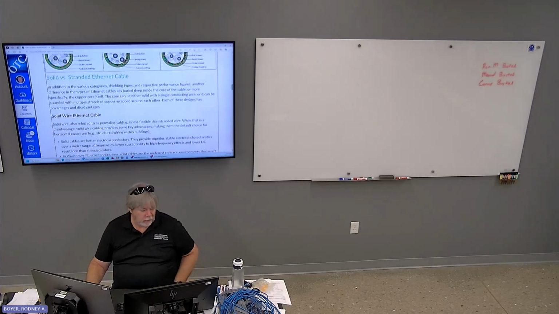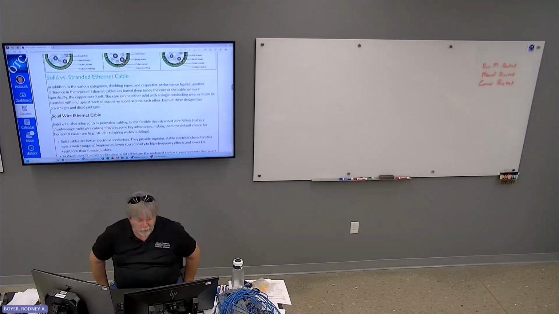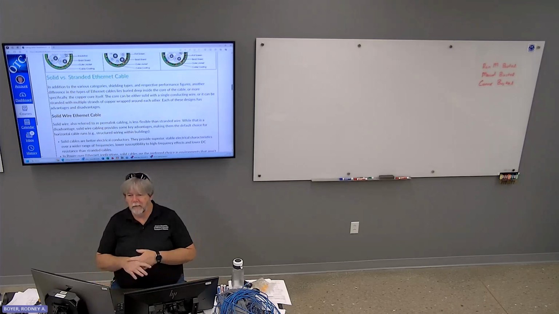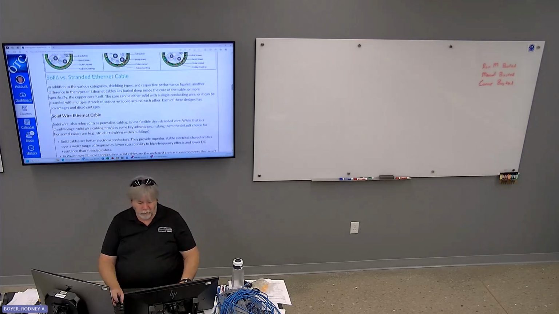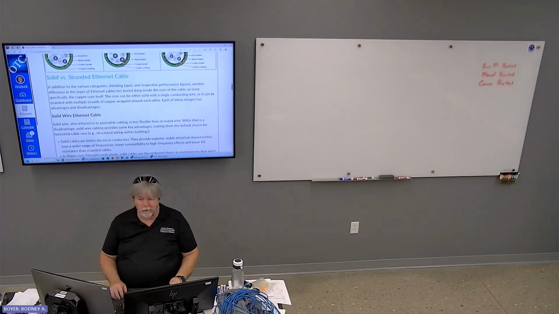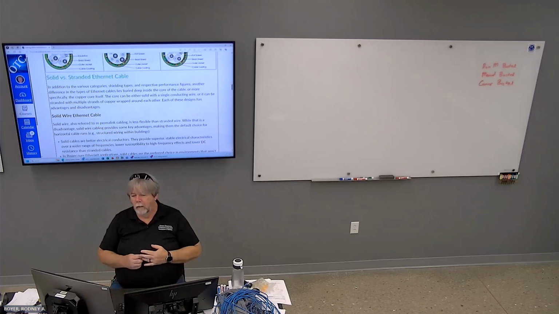Solid versus stranded. Solid is basically less flexible, say if you're doing big, long runs like in a raceway or all the cabling you see outside the room and in the wire tray. That's all solid wire. It offers much better data transmission. But it's a pain to work with. Yeah.